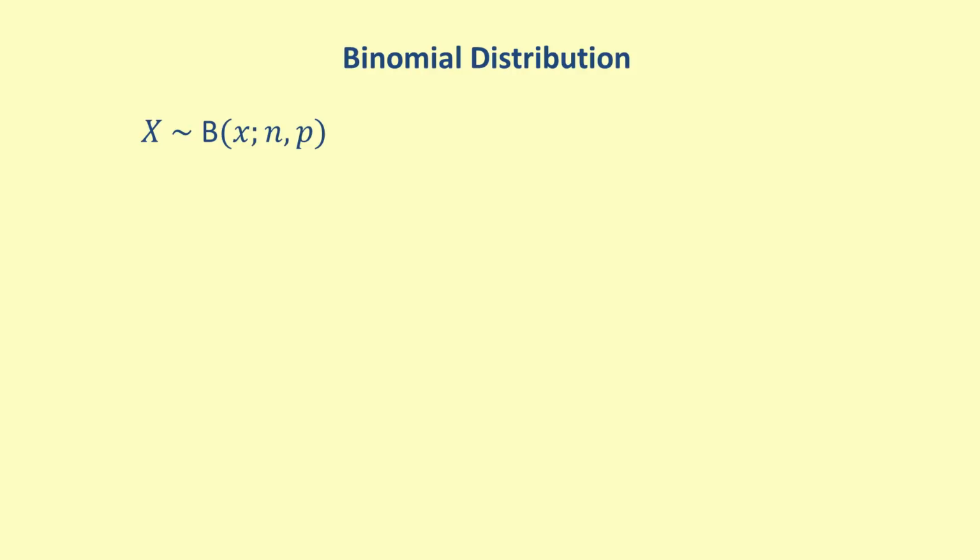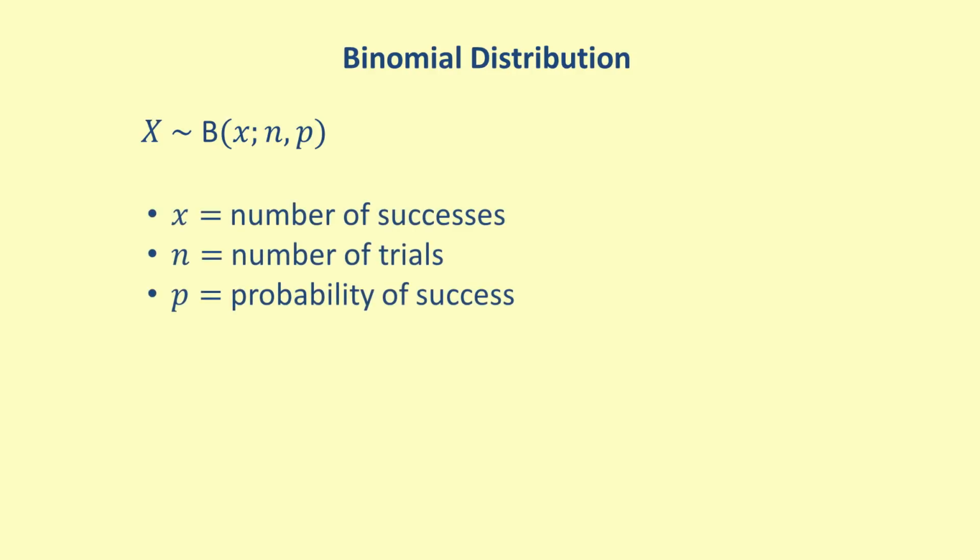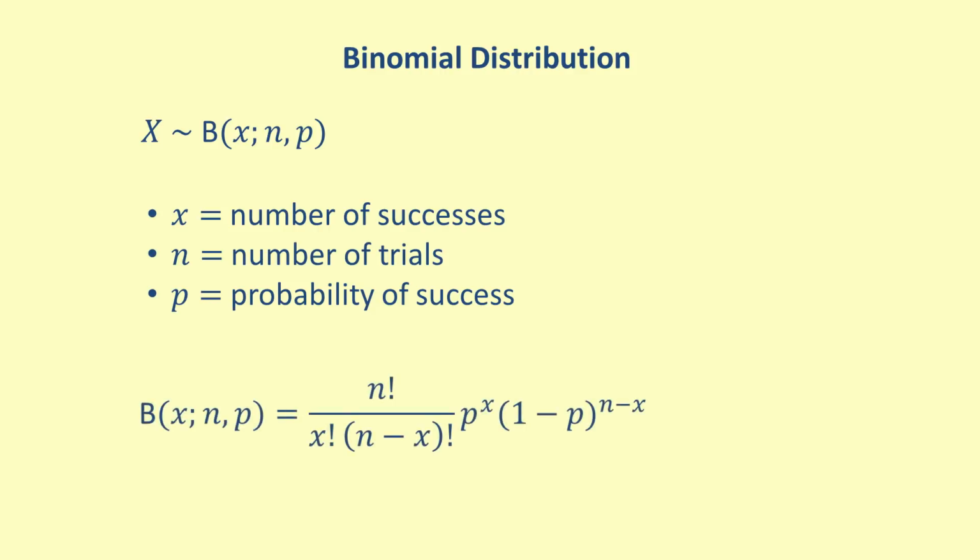As we said earlier, the binomial distribution gives the probability of a given number of successes in a binomial probability experiment. If a random variable x has a binomial distribution, we can use the capital letter B to represent the binomial distribution. The parameters of the binomial distribution are x, n, and p, where x is the number of successes, n is the number of trials, and p is the probability of success in any trial. The formula for a binomial probability is n factorial over x factorial times n minus x factorial, times p to the x times 1 minus p to the power of n minus x.